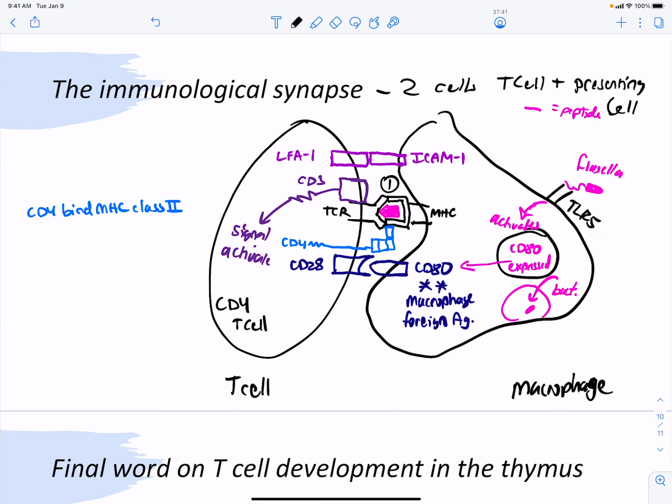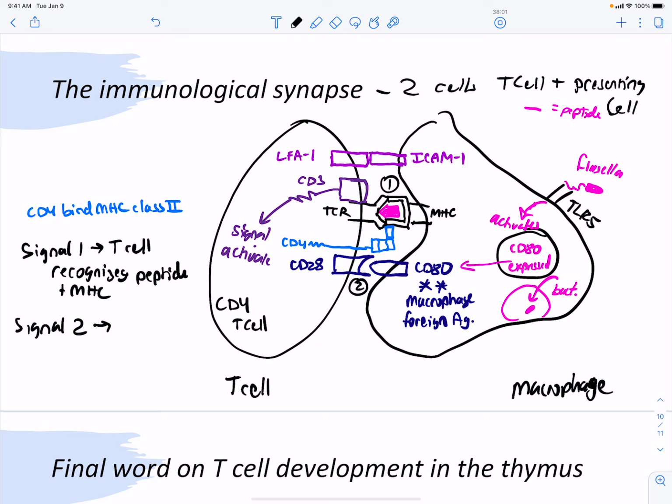So here's signal 1 and here is signal 2. So signal 1, T cell recognizes peptide plus MHC, and then signal 2 is that APC is activated by foreign antigen. So both signal 1 and signal 2 must be seen in order for the T cell to be activated.